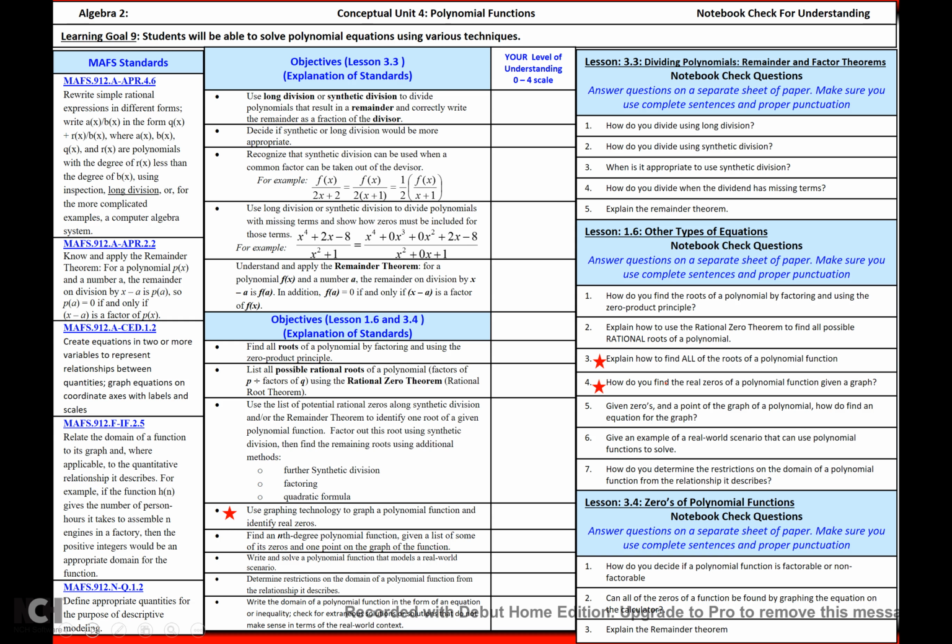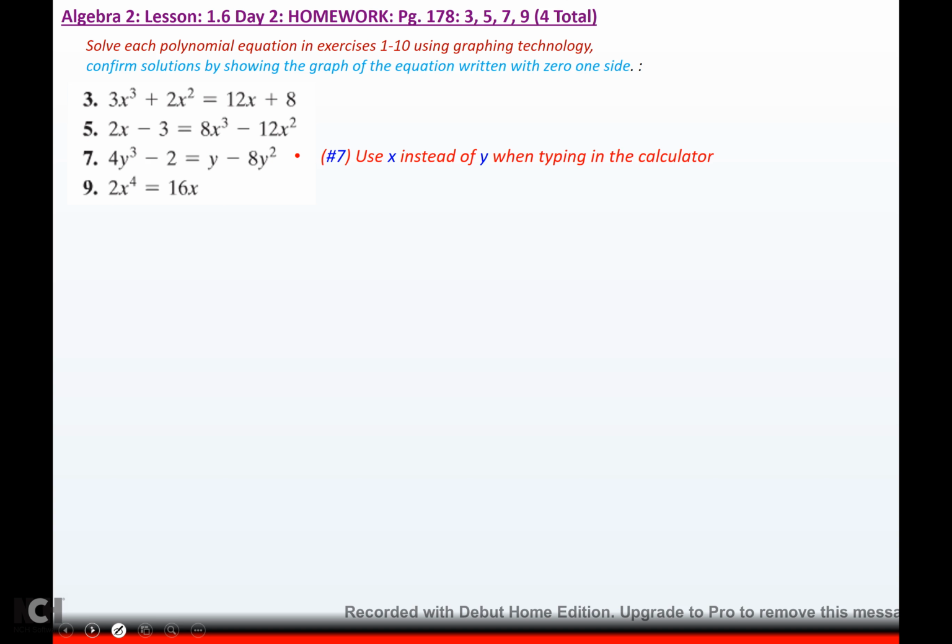Alright, so explain how to find all the roots of a polynomial function. Well, with the graphing calculator, you type it in and you calculate all zeros. How do you find the real zeros of a polynomial function given a graph? You look for x-intercepts. X-intercepts are real solutions to polynomials.